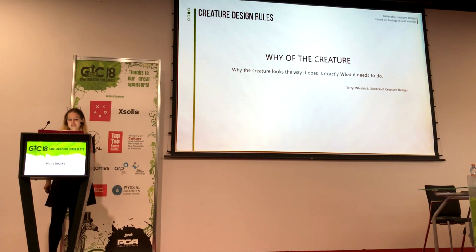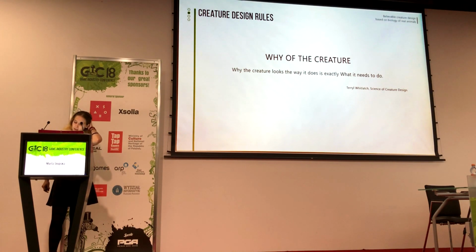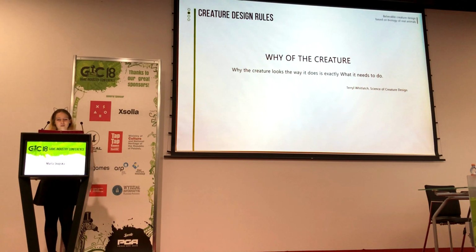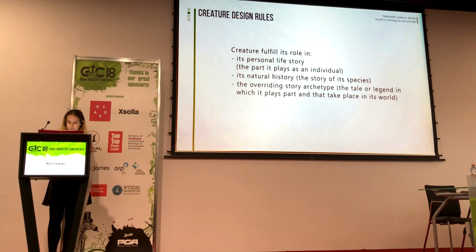So for me, and from Terryl Whitlatch in her Science of Creature Design book, the most important rule of creature design is the why of the creature. It means that the reason the creature looks the way it does is exactly what it needs to do. Its design and anatomy make possible some abilities that are very necessary for it to survive in the world it exists in. That means nothing in the animal is random, everything is there for a reason. And I think it's very important.